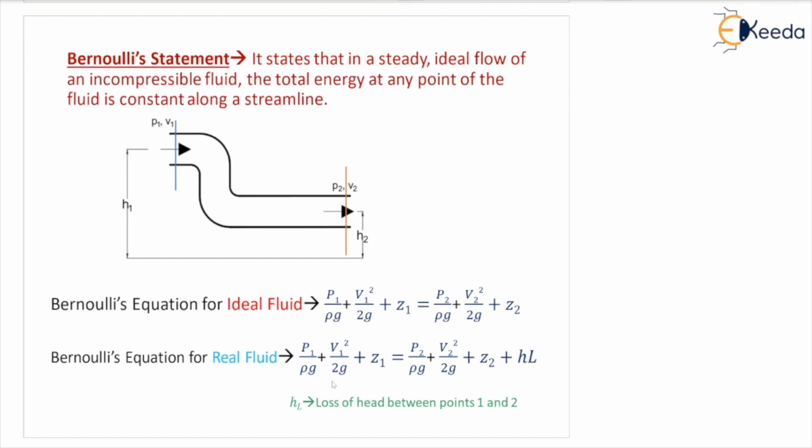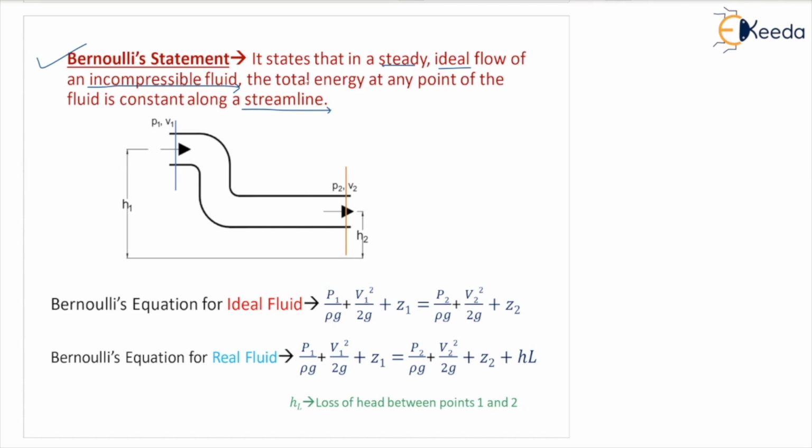Now let us see the Bernoulli's statement. What is the statement given by Bernoulli? It states that in a steady, ideal flow of an incompressible fluid, the total energy at any point of the fluid is constant along a streamline. What is total energy? The summation of pressure energy, velocity or kinetic energy, and datum energy.